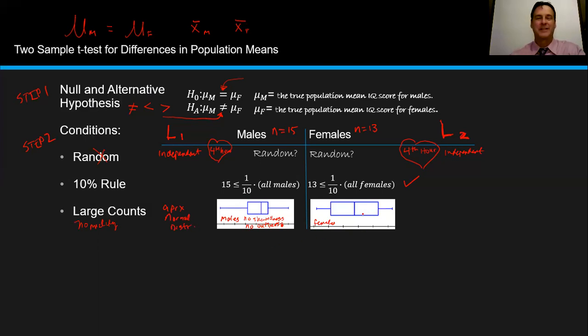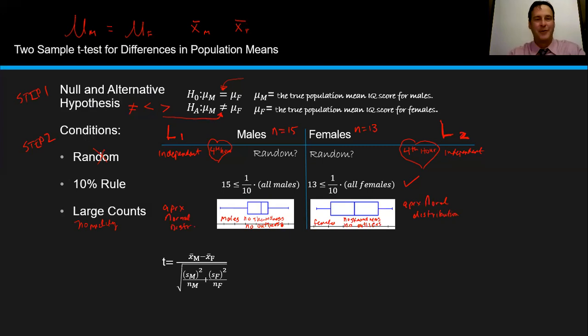Same thing for females. Notice that this looks about as symmetric as it could possibly be. And again, there's no outliers. So I'll state that no skewedness, no outliers. Okay, and that means we also have an approximately normal distribution. Okay, and we are able to move on.